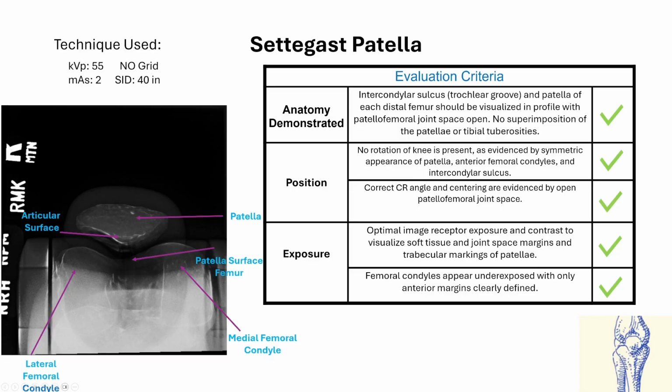here as well. Lastly, the exposure factors that are required for the Settegast patella include optimal image receptor exposure and contrast to visualize soft tissue and joint space margins and trabecular markings of the patella. And we also need our femur condyles to appear underexposed with only the anterior margins clearly defined on the image, and this is all met on our image evaluation.